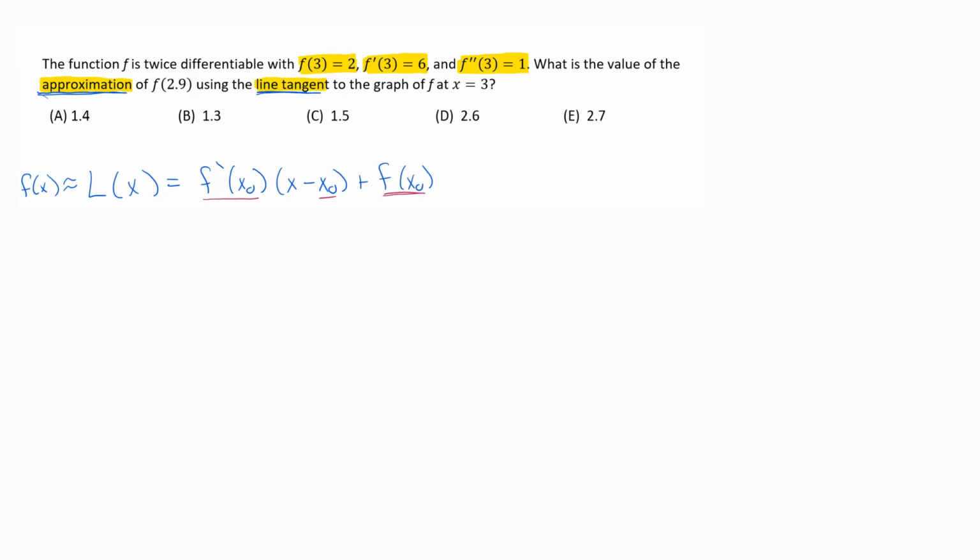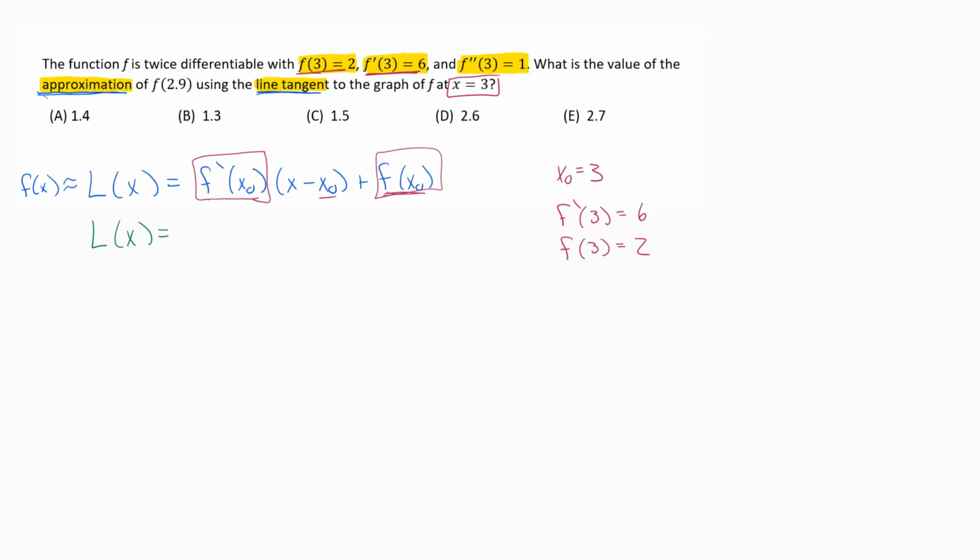So we go and grab that data. Our x naught on this, the value that we care about, is going to be the 3 that they give us right here. So that means to fill this out, we need to find what is f prime of 3. Well, conveniently they gave us that up here. So f prime of 3 is 6. And then we need to know what is f of x naught, so f of 3. And again, they gave that to us at the beginning here, and so that equals 2. And that's all we need. So it's looking like we don't even need that second derivative data. So, you got to caution yourself, just because they give you that doesn't always mean you need all the information they give you. It's not always set in stone.